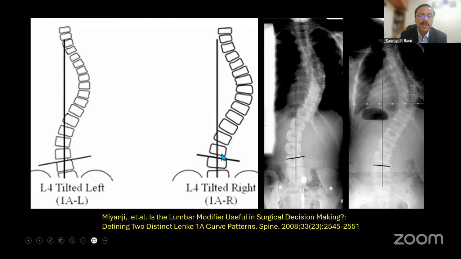In these curves, the adding on is more frequent and you need to go very close down. You might go one more down. And here in 1AL, they are much more forgiving. You can stop short.